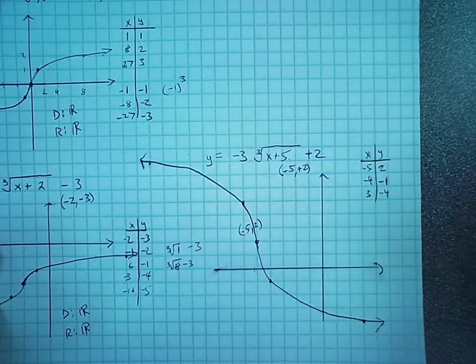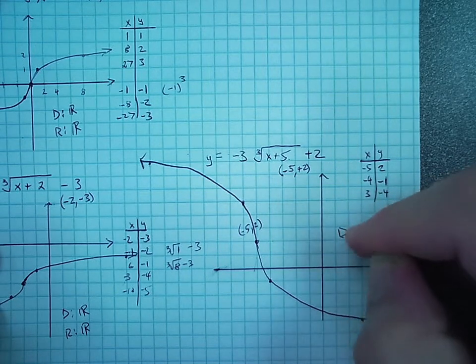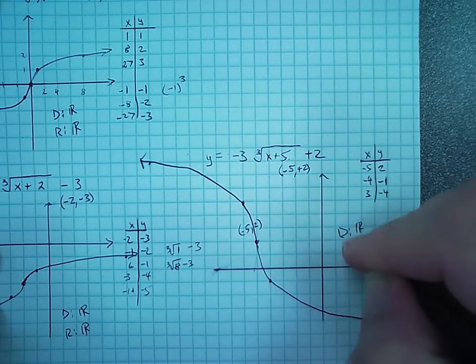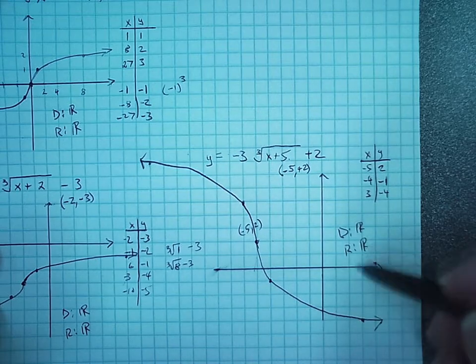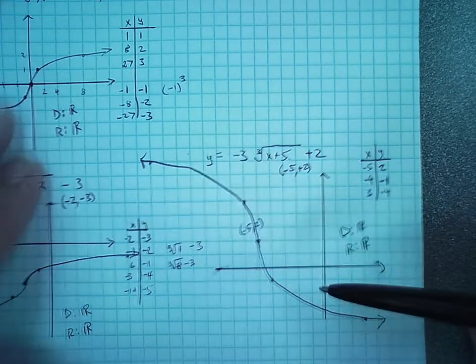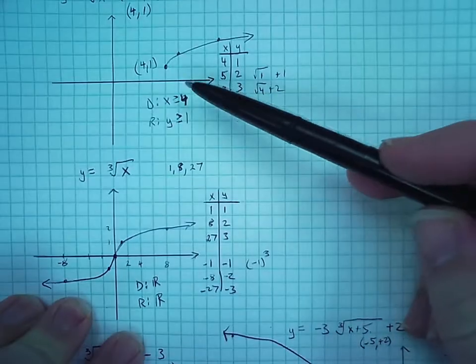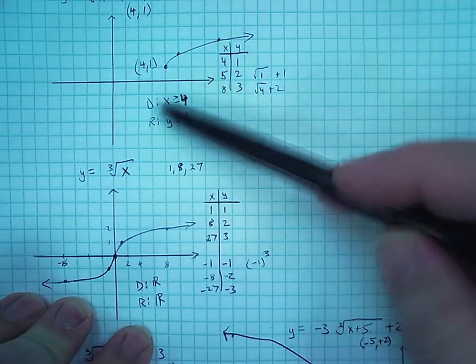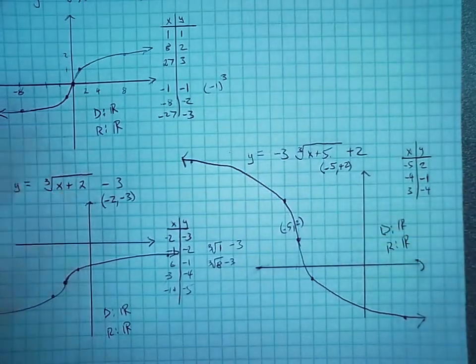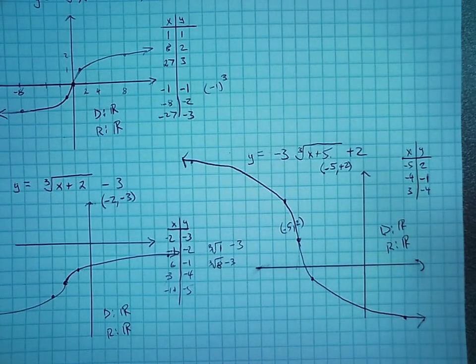If somebody asks you for the domain and range, they're both all real numbers. That gets a little bit boring for cube root functions because they're always both all real numbers. Just remember to distinguish them from square root functions that have restricted domains. And that's it. You can get started on your work.